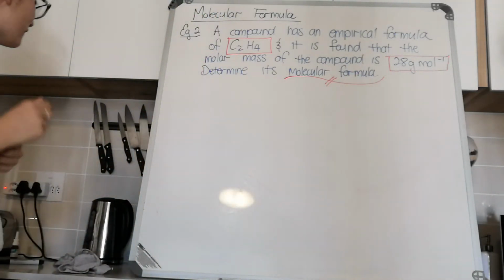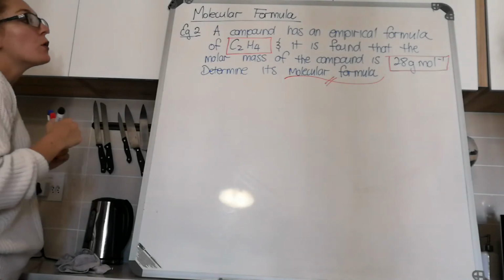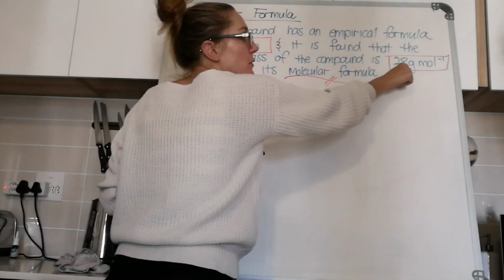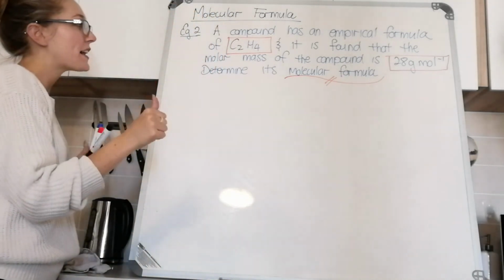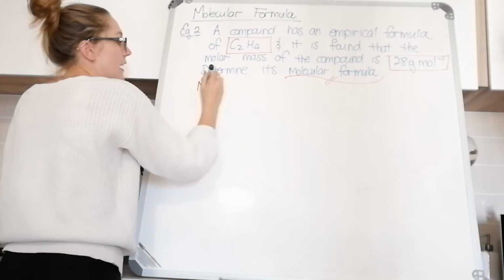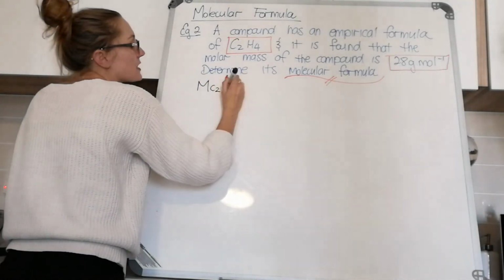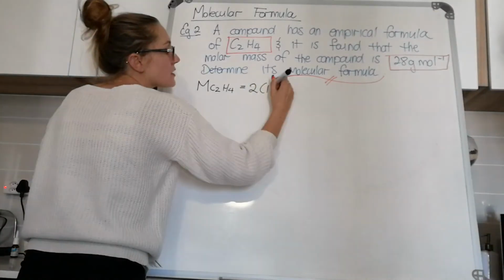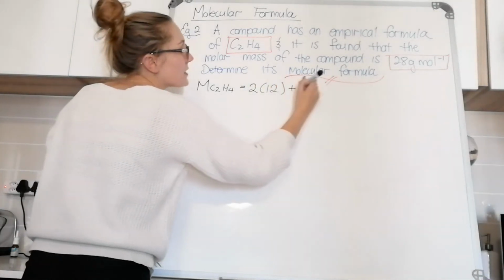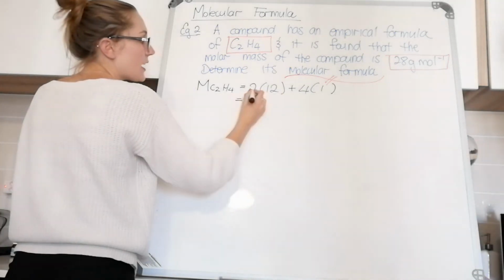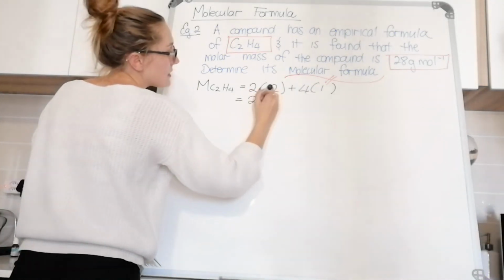So we know when we find the molecular formula, we need 2 things. We need the molar mass of the actual compound, we've got it, and we need the molar mass of our empirical formula, there it is. So let's jump straight into determining that. We need the molar mass of C2H4, which is 2 times the atomic mass of carbon plus 4 times the atomic mass of hydrogen, and we get 28 grams per mole.